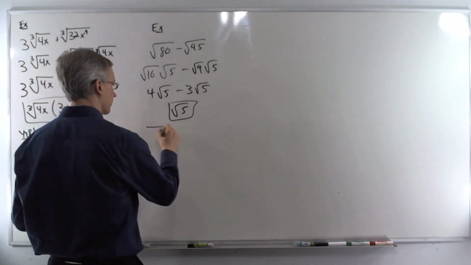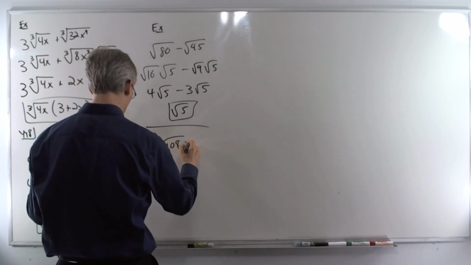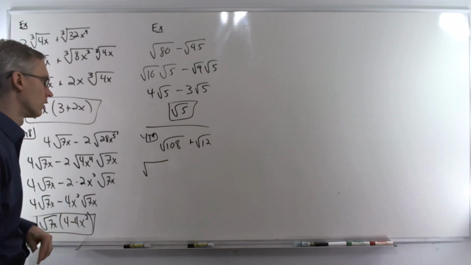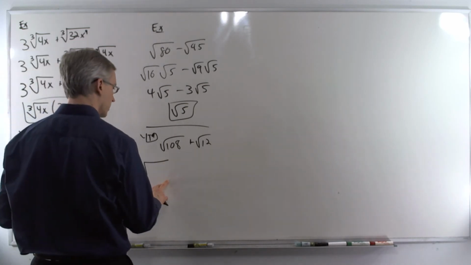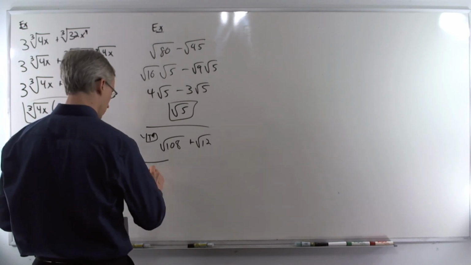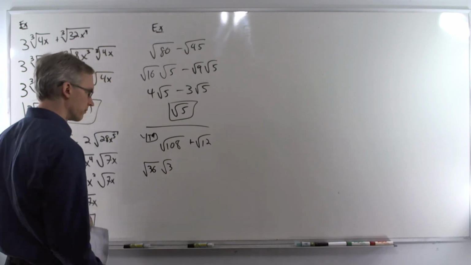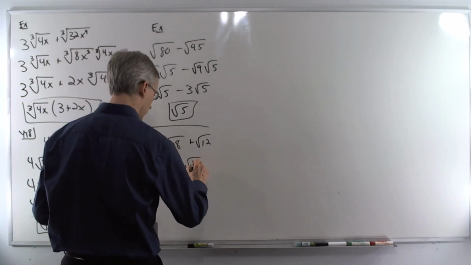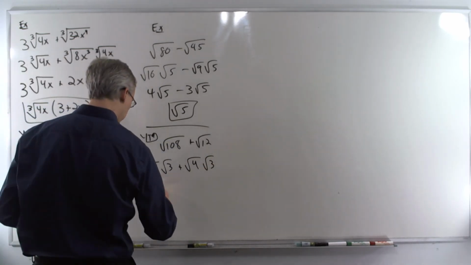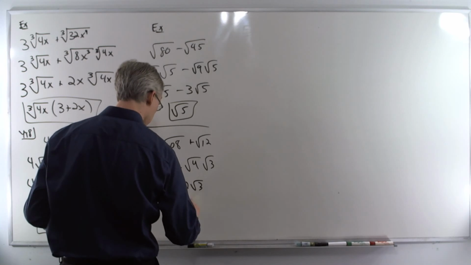Your turn, number 9. All right, simplifying these. 108 breaks up into 36 times 3. And 12 breaks up into 4 times 3. So square root of 36 is 6. We get 6 square roots of 3 plus 2 square roots of 3. Add them together to get 8 square roots of 3.